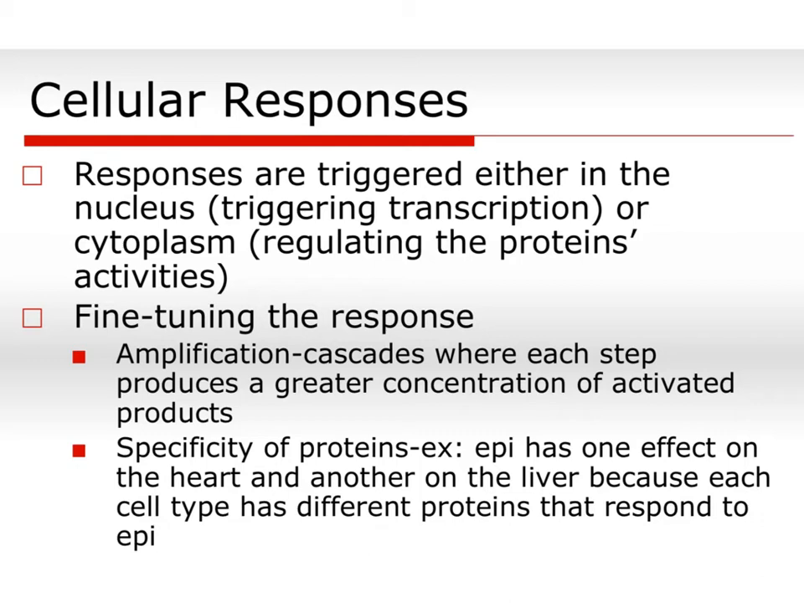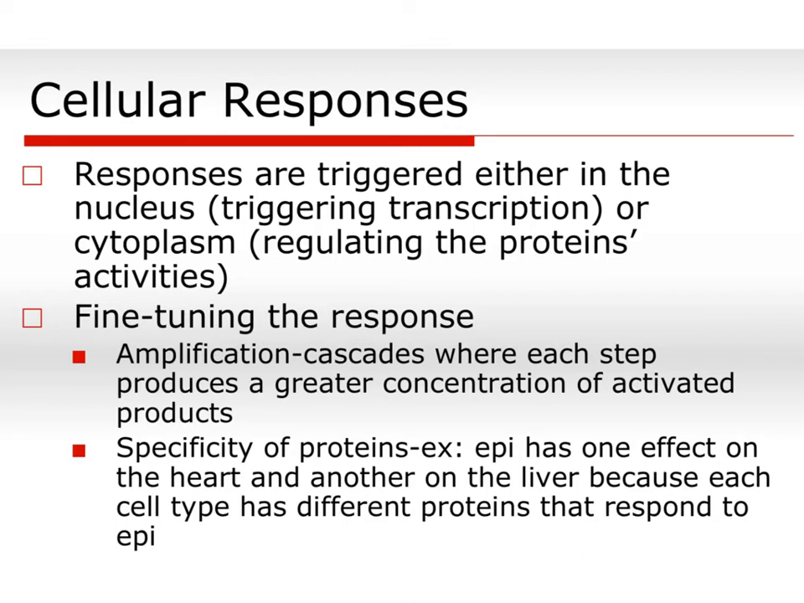Now, often the cell has to amplify the response. And that's what you saw way back in the first picture I mentioned, where signal transduction involves the production of one molecule, but then that molecule produces 2 or 4 other molecules, and each of those produces 2 or 4. So what you're doing is, at each step in the process, you're increasing the concentration of the activated enzymes, which produces an even stronger signal in the cell.